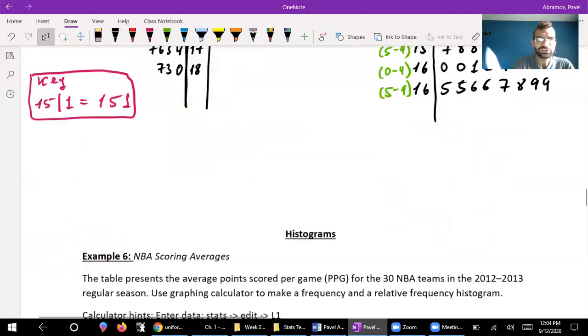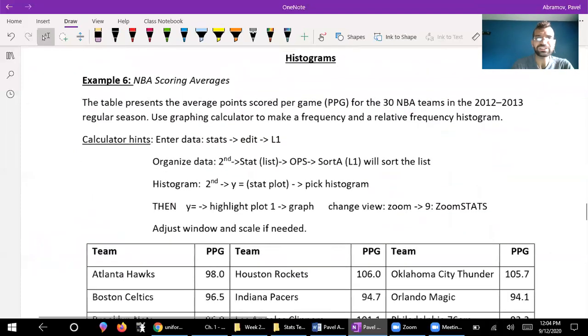The last thing that we're going to do is how to display the data using histograms. Histograms are what we're going to use most of the time, and we're going to use a calculator to do that. We don't need to do this by hand. So knowing how to navigate your calculator is very important. I'm going to have the steps written out here for you, and I will show you how to do all of that in a calculator as well.